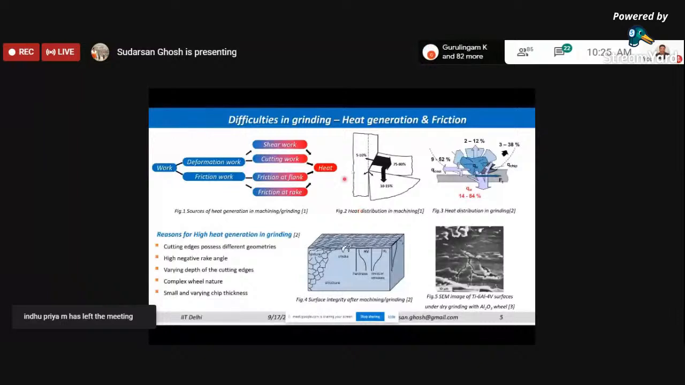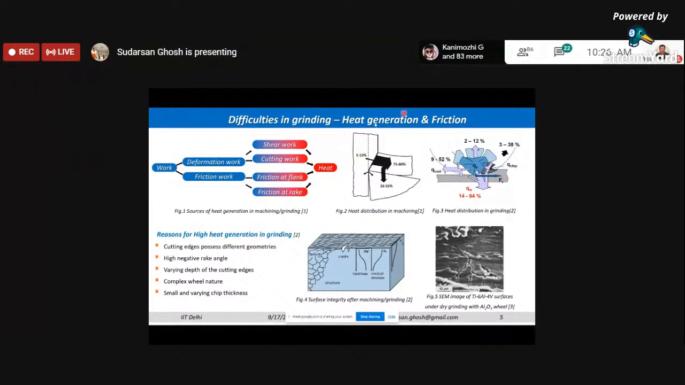Now, when it is flowing over the rake surface, a part of this chip also comes on the flank surface. So the flank surface is here. So a part of this chip will also be touching the flank surface. And this will also result in a friction at the flank surface. And this also leads to heat formation.